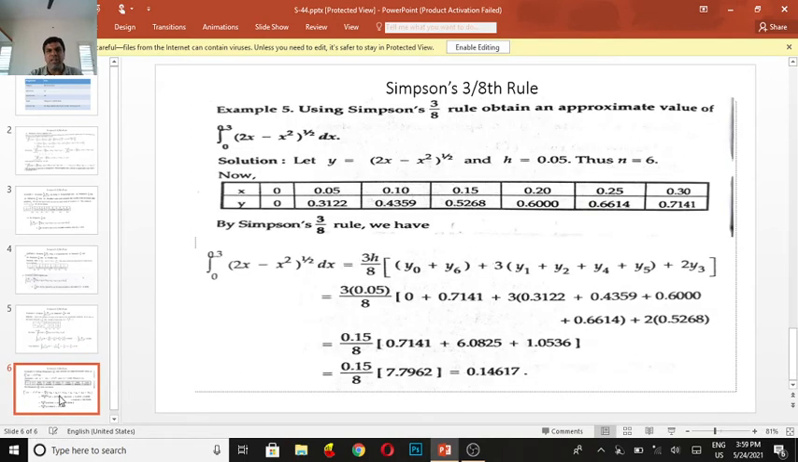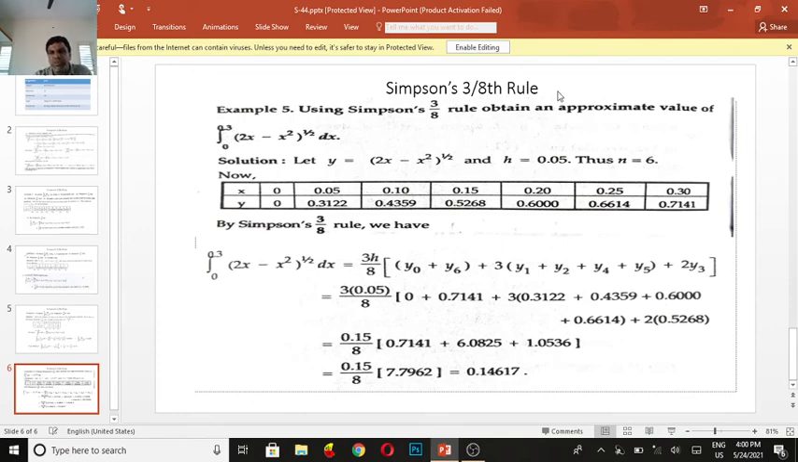We come to one more example. Using Simpson 3 by 8th rule, obtain the approximate value of the integral from 0 to 0.3 of (2x minus x square) whole to the power of 1 by 2. I simply say the square root of 2x minus x square. So here y should be equal to (2x minus x square) whole raised to 1 by 2. And h, take the difference from 0 to 0.3.